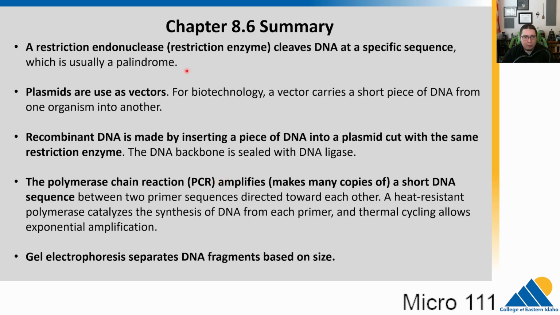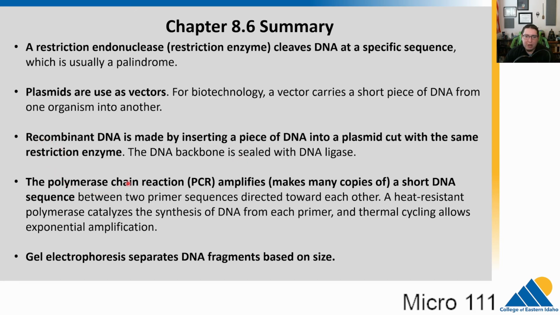Okay, that was my favorite chapter, my favorite section by far. So much cool stuff in there. We have those restriction endonucleases, enzymes that can cut DNA. They cut at palindromes. We use plasmids as vectors to move around that DNA. We can paste it in there with DNA ligase. That makes recombinant DNA from two different sources. You cut it, you paste it in. It's recombinant DNA. You use DNA ligase to tape it all together, basically.